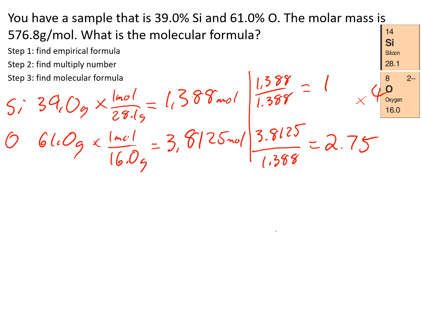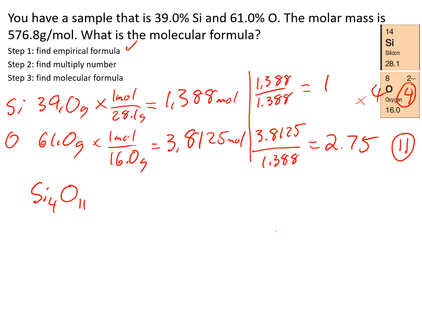And so what that means is that Si is going to be 4. Okay, and then oxygen is going to be 11. Guess I should write some stuff over here. 4 and then 11. Okay, so our formula is going to be Si4O11. Okay, so we have found the empirical formula.